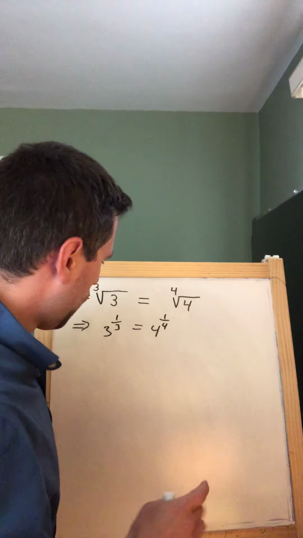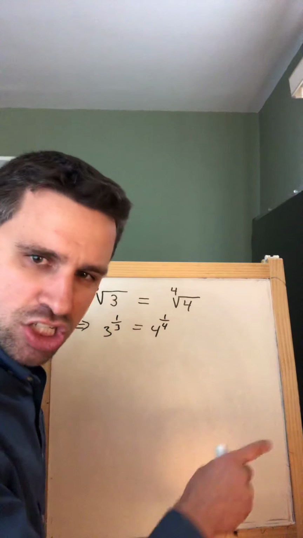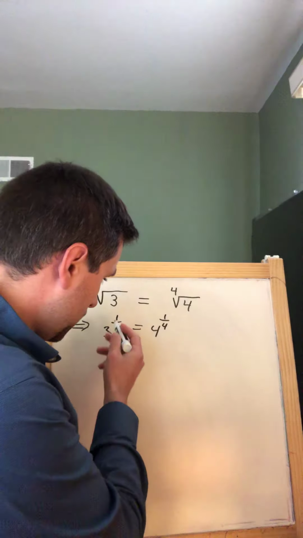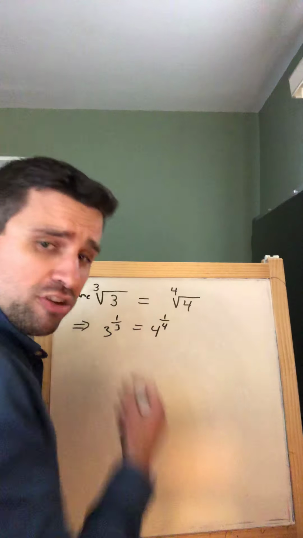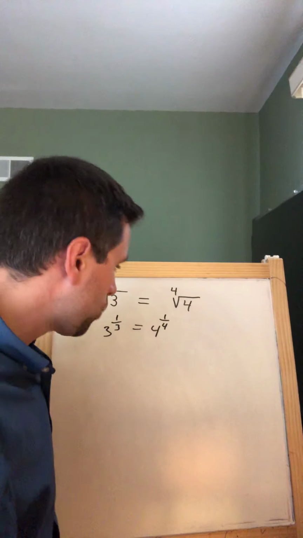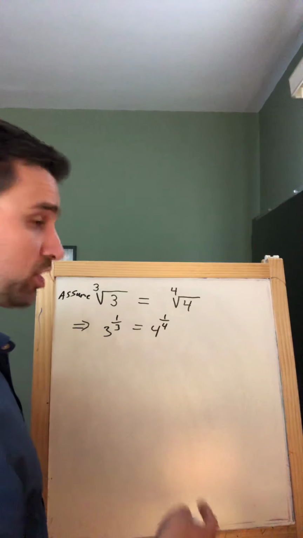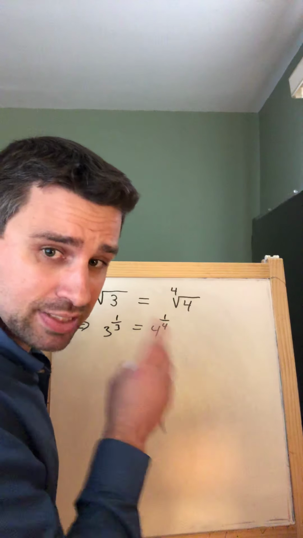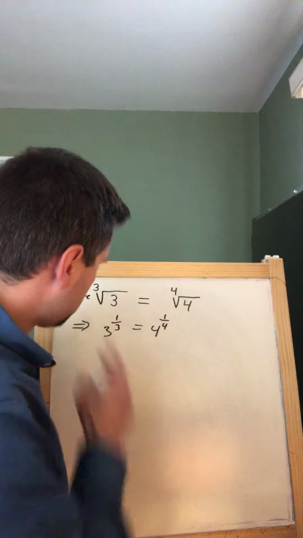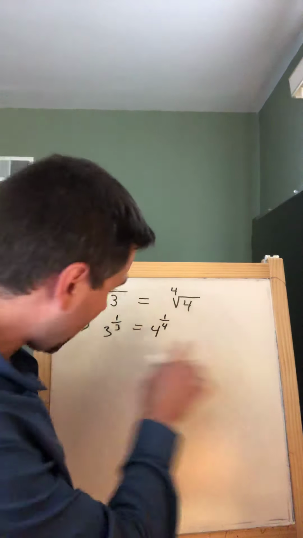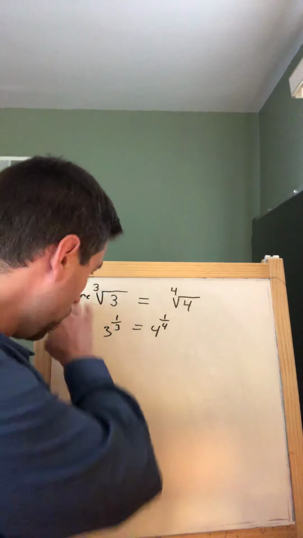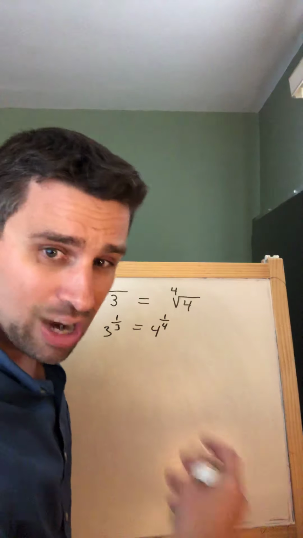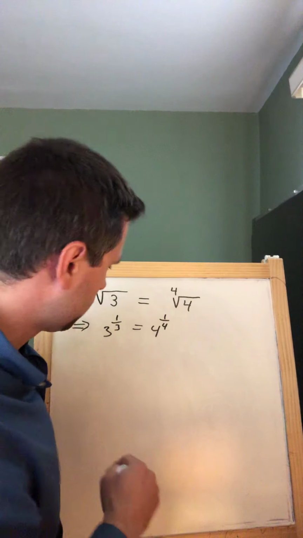What can I do here? How can I get rid of that fractional exponent? Well, if I multiply that 1/3 by something, that's going to eliminate that fraction, because that fraction right now is what's screwing me up. If I had 3 to some whole number exponent, I could evaluate that pretty simply without a calculator. And I have an equation here, since I'm assuming these two things are equal, so I can do whatever I want to both sides of that equation.